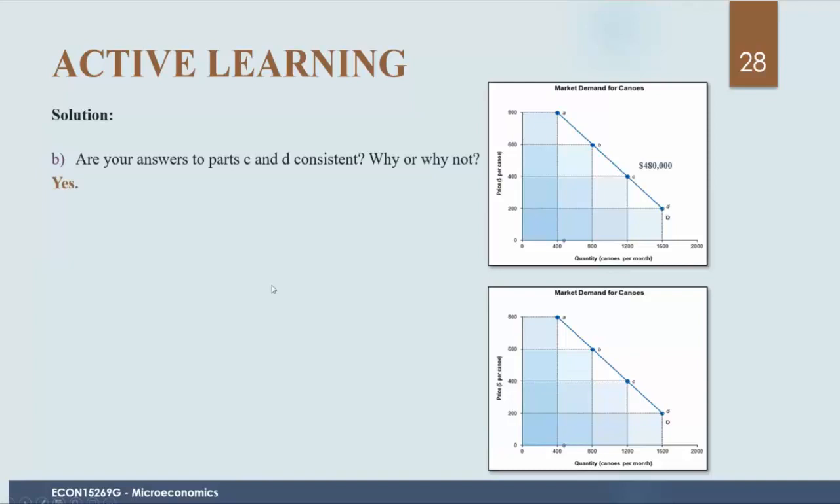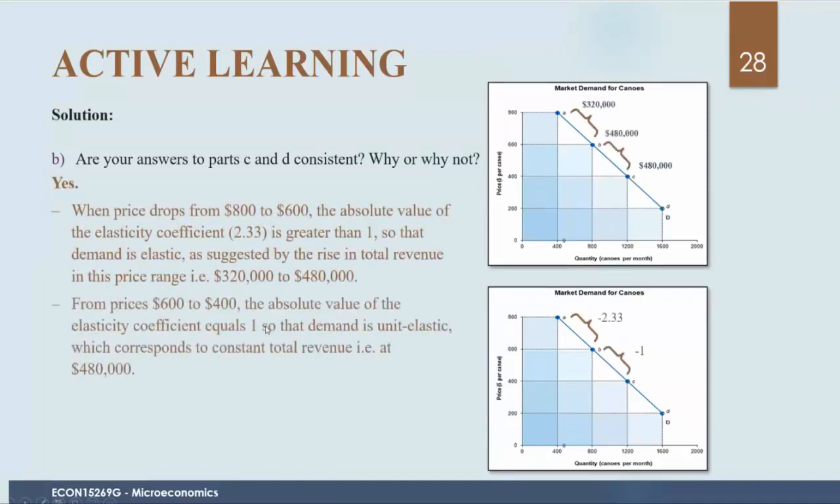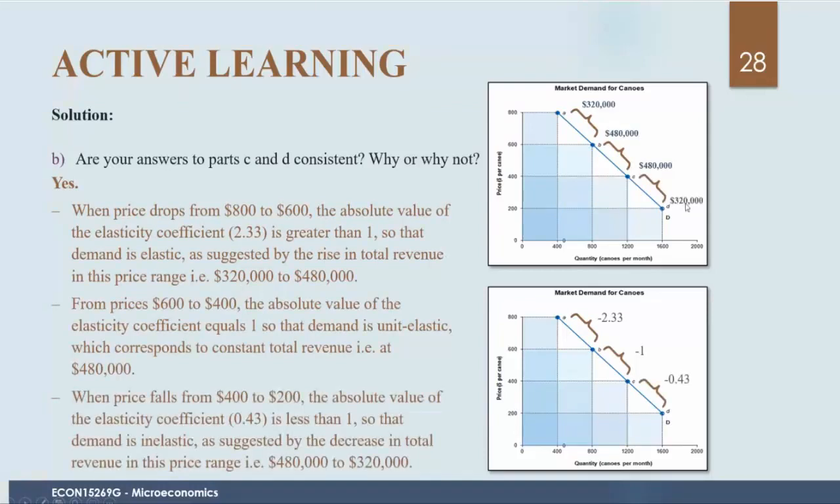Remember before we had the revenues. So between here and here, remember the revenue was 320,000, then it went up to 480,000, then 480,000 again, and then 320,000. So again, this is all consistent to what we talked about before.